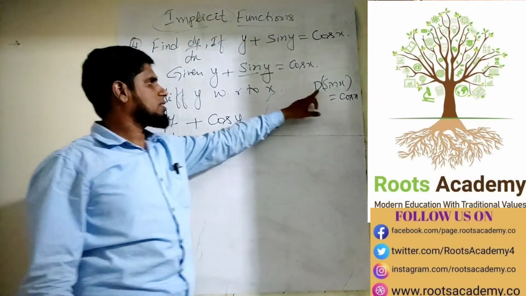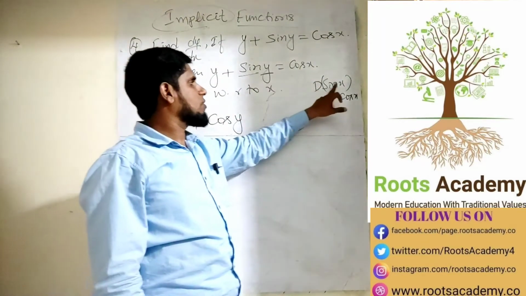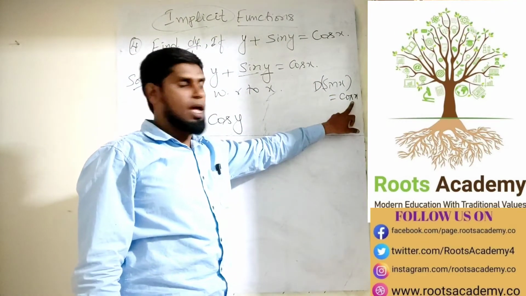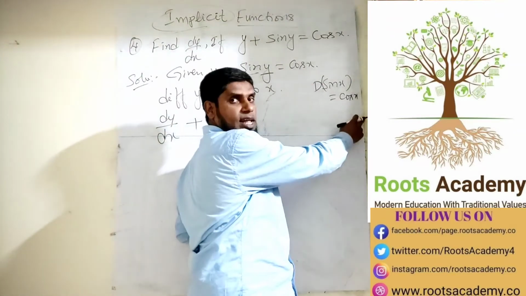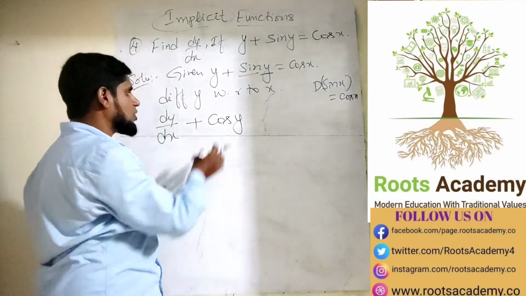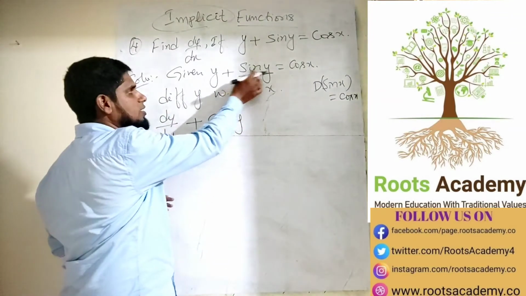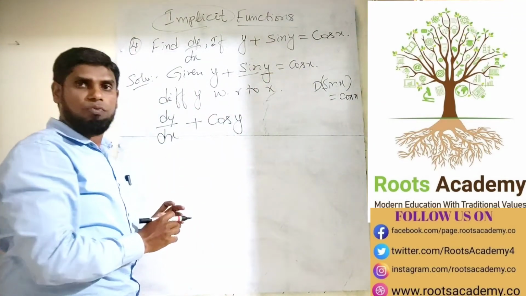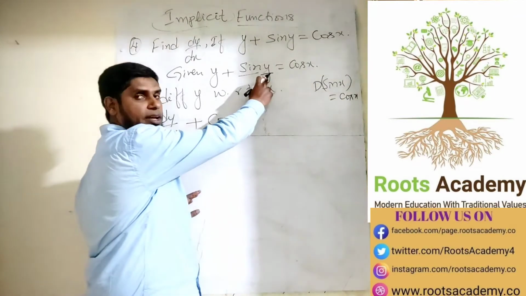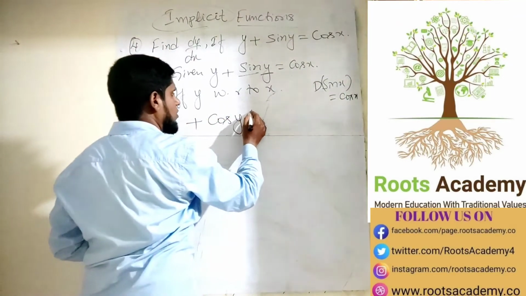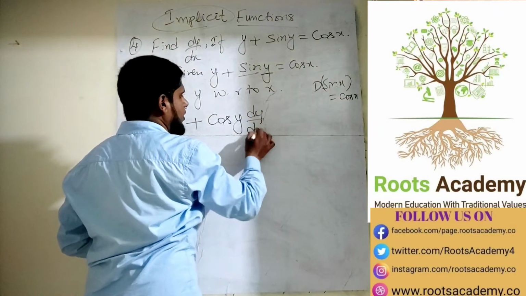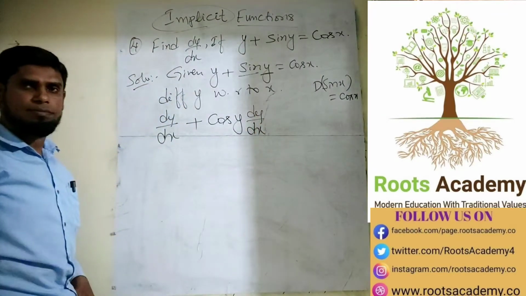Here capital D means dy by dx. Derivative of sin x is, we simply write cos x. Again, we will not write dx by dx, because dx by dx both gets cancelled, we will get one. But student, in this case it is y. So we must differentiate y again with respect to x. So we will get dy by dx also here.